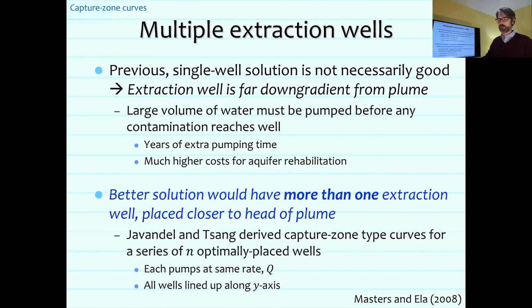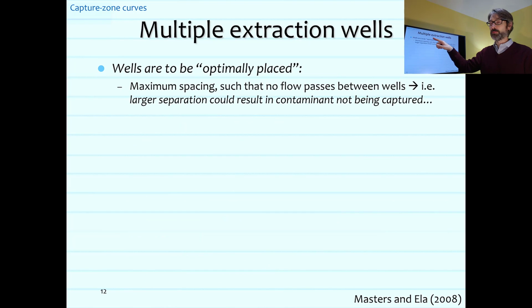A better solution, then, would have more than one extraction well that are placed closer to the head of the plume. And so Javandel and Tsang derived capture zone type curves for a series of n optimally placed wells. In this course, we'll most often see 2 wells or 3 wells that are optimally separated. Each of them pumps at the same rate Q, and all of the wells are going to be lined up along the same y-axis. What does it mean when we say the wells are to be optimally placed?